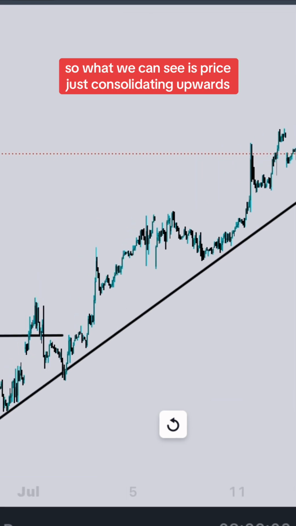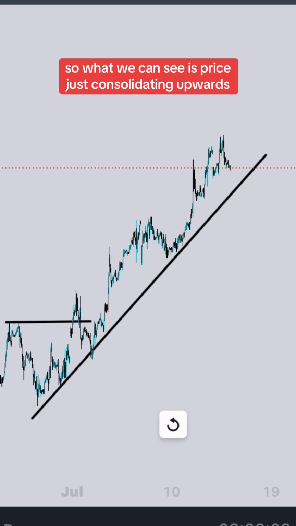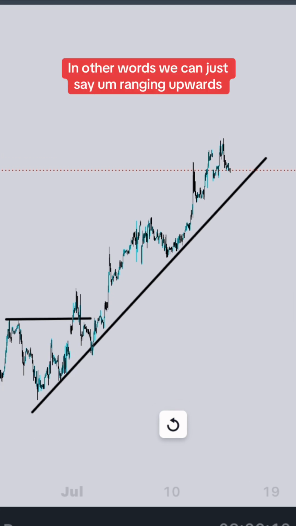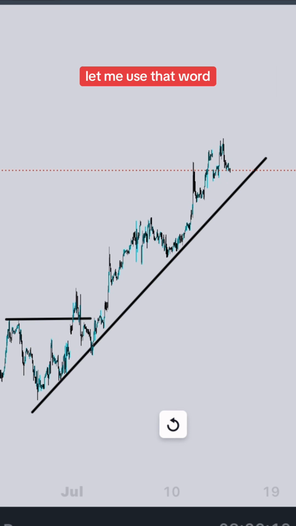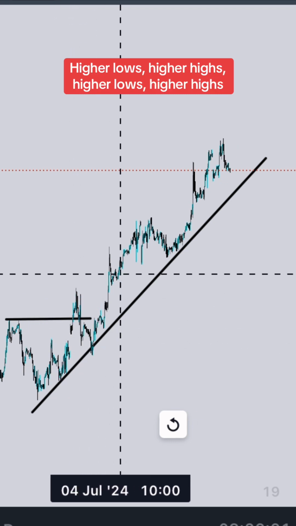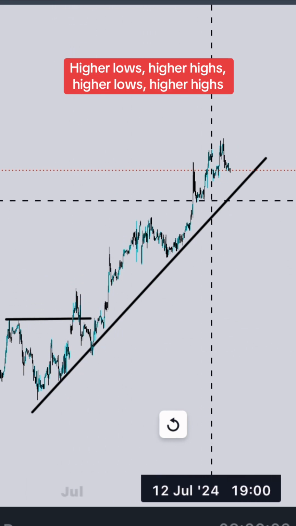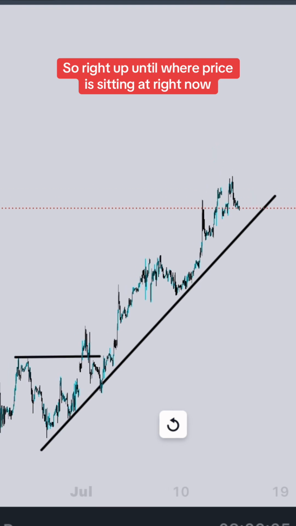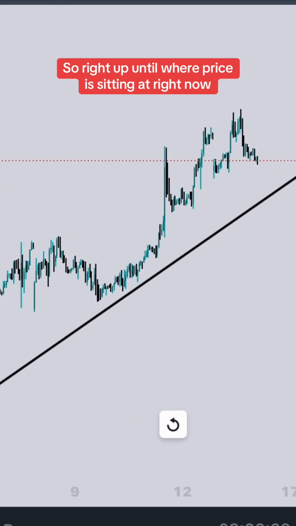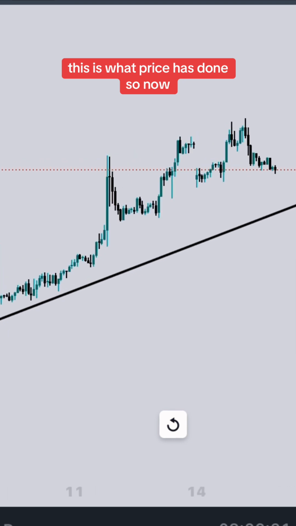So what we can see here is price just consolidating upwards. In other words, we just say ranging upwards. Let me use that word. So price is giving us a series of higher highs and higher lows, higher highs, higher lows, right up until where price is sitting right now. This is what price has done.